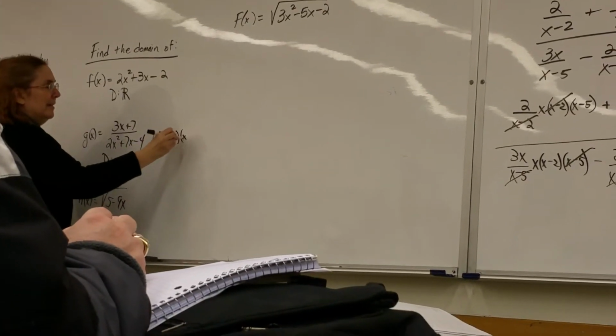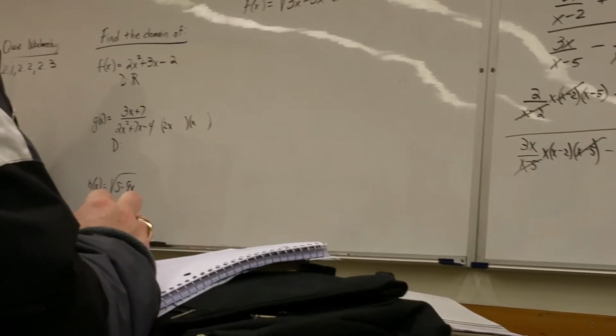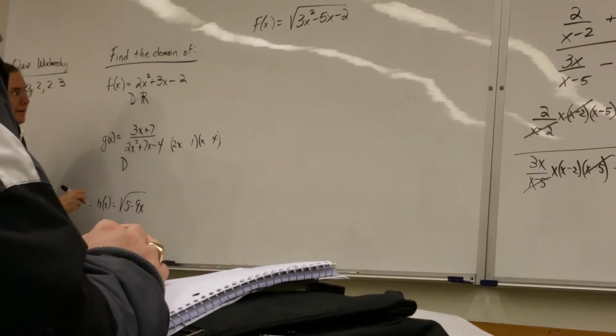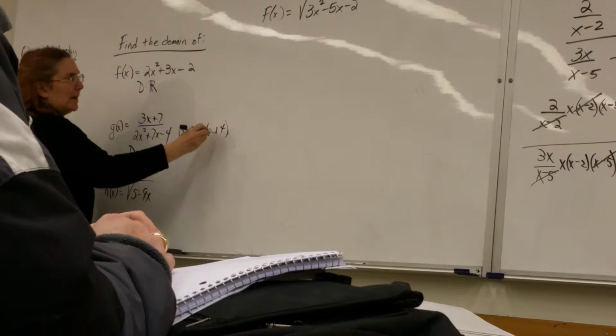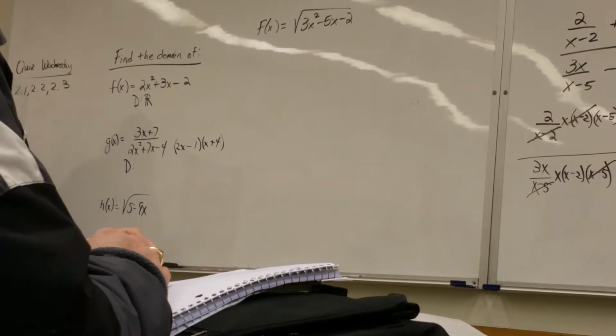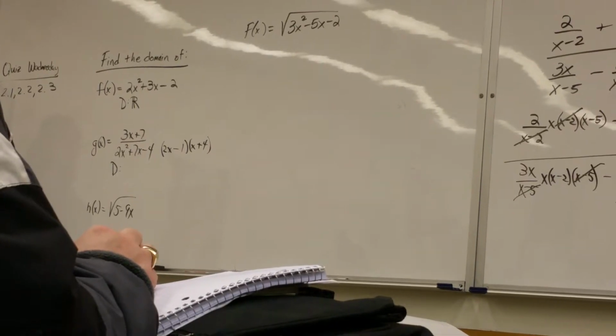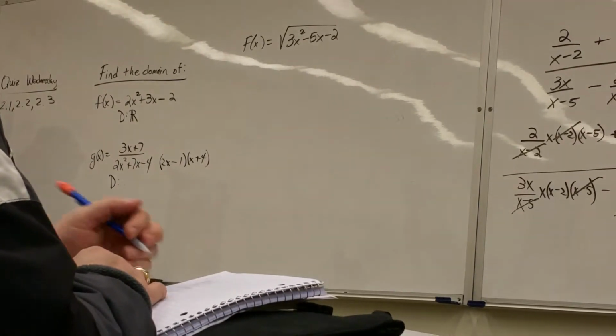2x, x, 1. So 2x minus 1 and x plus 4 would give us the plus 7x. So what's the domain of function g?